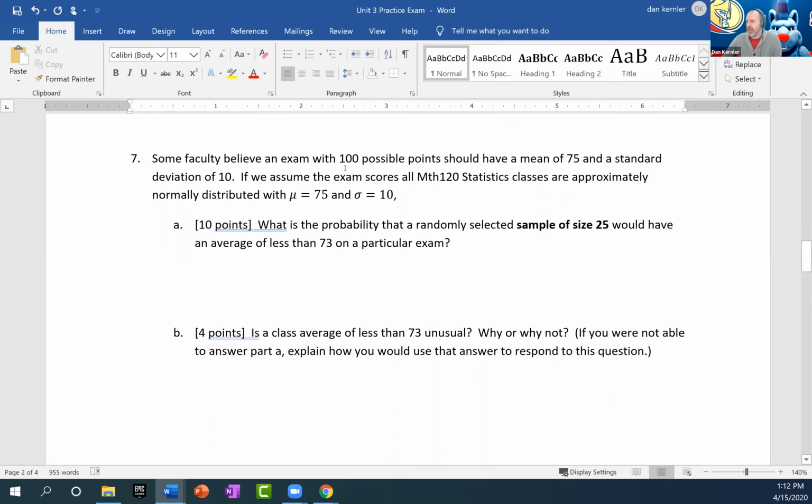Suppose faculty believe an exam with 100 possible points should have a mean of 75 and a standard deviation of 10. If we assume the exam scores for all classes are approximately normal with a mean of 75 and a standard deviation of 10, which in fact, you don't want that, because that means you have a bell-shaped curve. The mean is 75, and then it's 65 and 85 and 55 and 95. Most of my tests actually are skewed left or right, depending on how you look at it. 5 or 6 A's, lots of B's, plenty of C's, and then maybe a few D's and maybe an F. They're mostly A's, B's, and C's for this class.